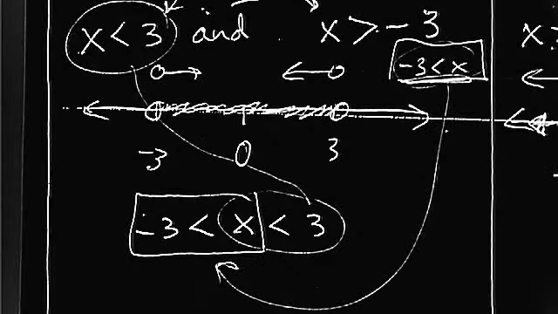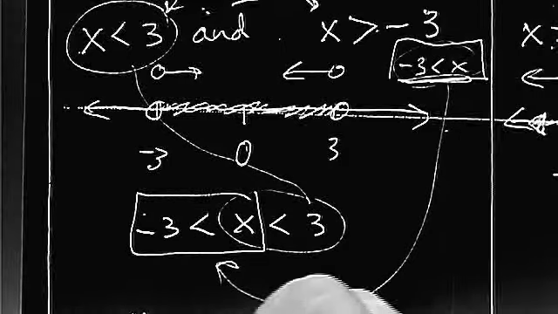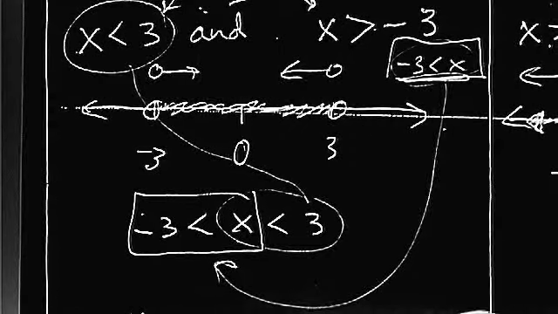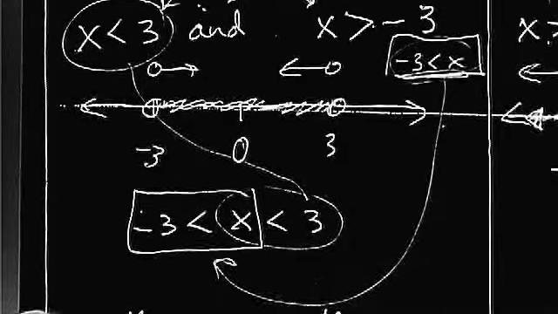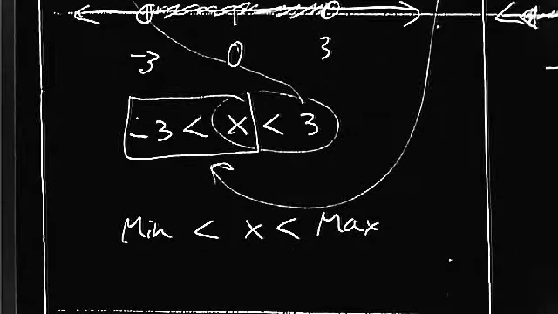Now that little trick right there only works with the word and, it does not work with the word or. So you have a minimum, a less than, a variable, a less than, and a max. And those symbols could be less than or equal to's. Okay, they wouldn't have to be strictly less than's. They could be less than or equal to's. But that's how we can rewrite an and. So that can be written like that.